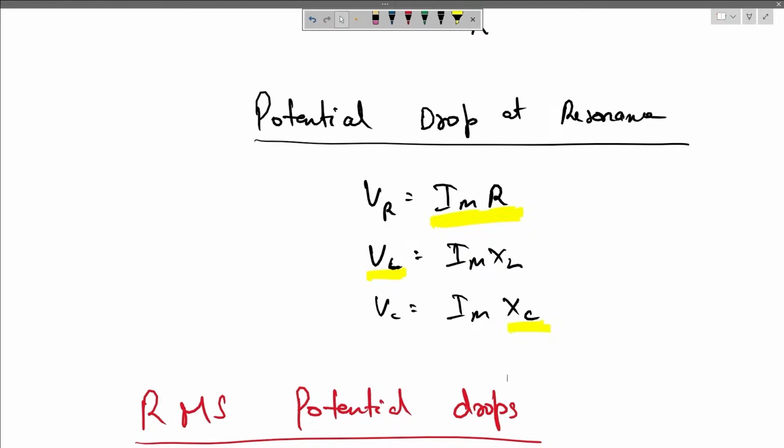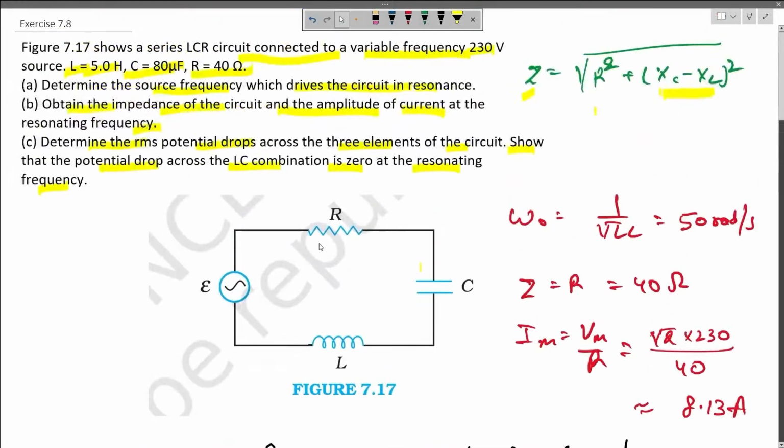So we have to calculate the resonant frequency, we have to calculate the impedance of the circuit, and the amplitude of current at the resonance frequency, that is Im, we have to find out in the second question. We have to find out omega in the first question, and we have to find out potential drop across these three components, that is the resistance and capacitor and the inductor. So omega naught, or the resonance frequency, is given by 1 by under root LC.